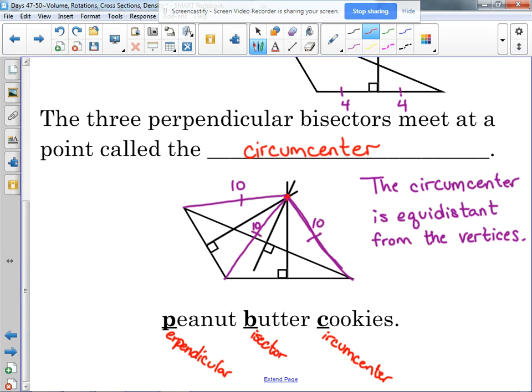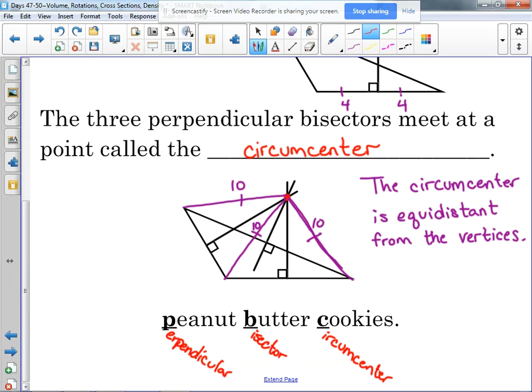Now, I realize that there are 2 that start with C's. You got centroid and you have circumcenter. To be honest, the way that I keep them apart is the centroid is created by the median, the perpendicular bisectors create the circumcenter. Perpendicular is a longer word than median. Circumcenter is a longer word than centroid. Nothing mathematical about it. That's just how I keep them apart.